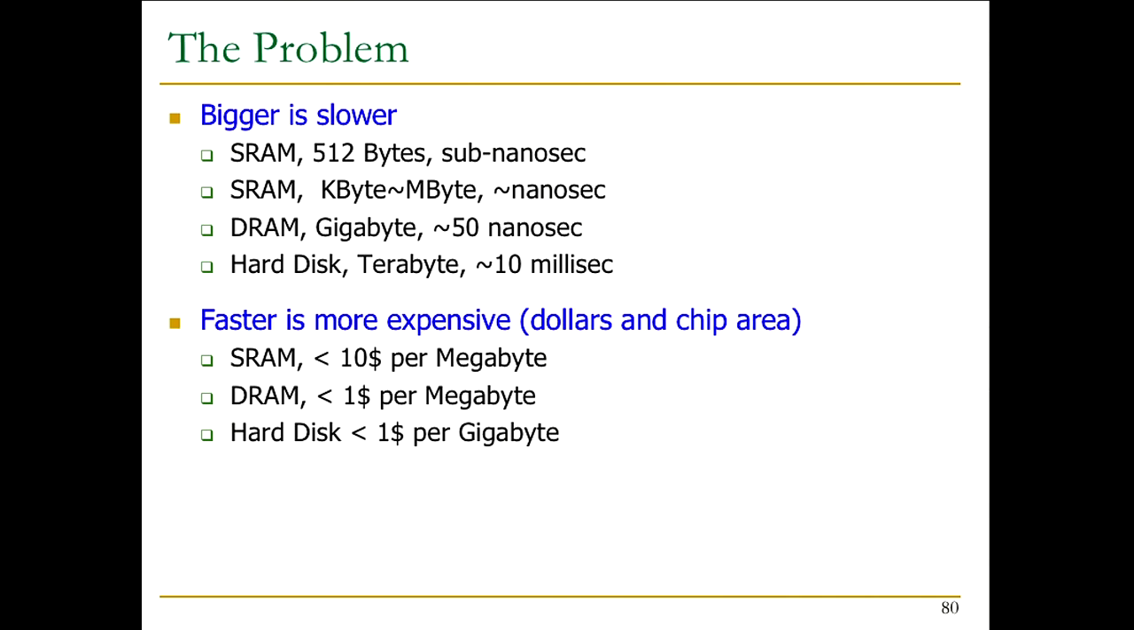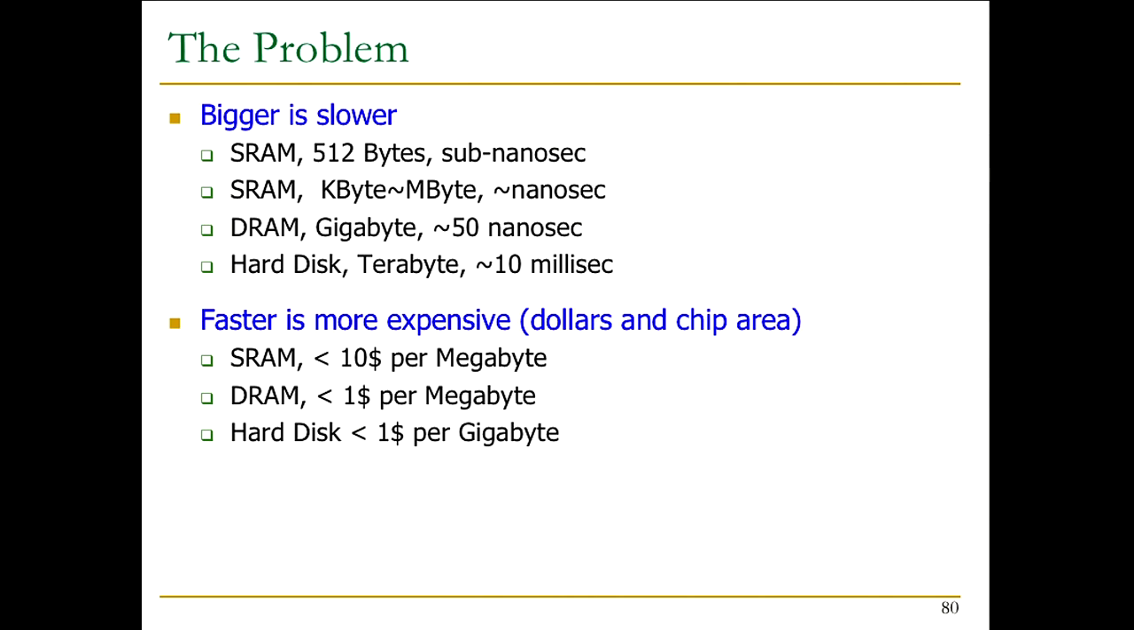So the problem is that bigger is slower, and faster is more expensive. This is some data I'm not going to go over, but as you can see, these are the latencies and capacities that are roughly constant in terms of cost, I guess, something like that. I didn't do this calculation recently, so maybe it's not true. But it's true that you can access SRAM in smaller nanoseconds, whereas hard disks are much slower, right, because of the reading process.